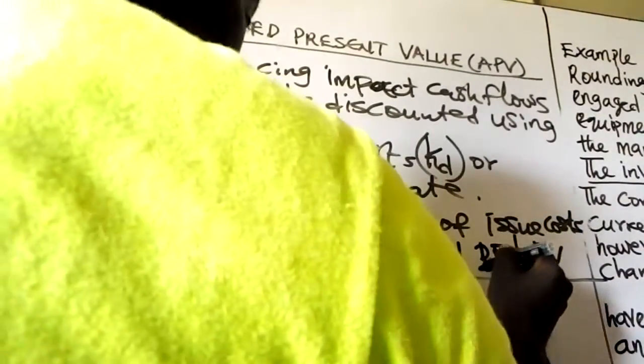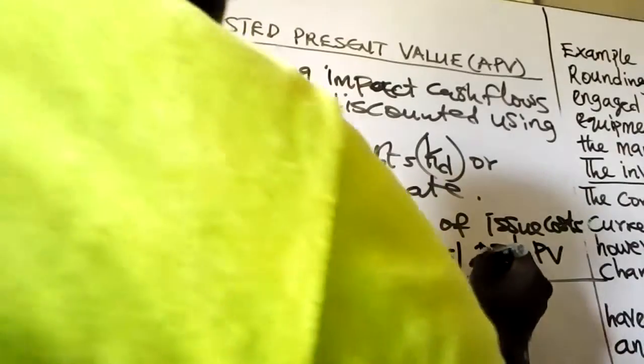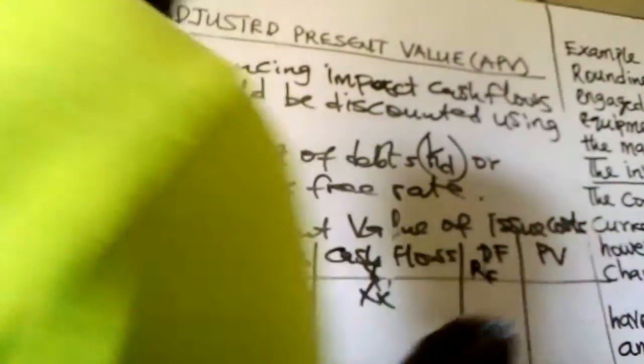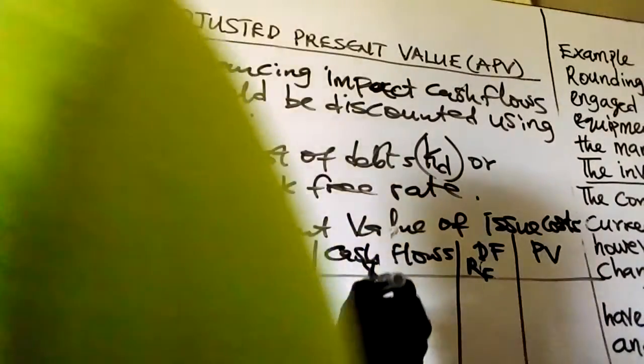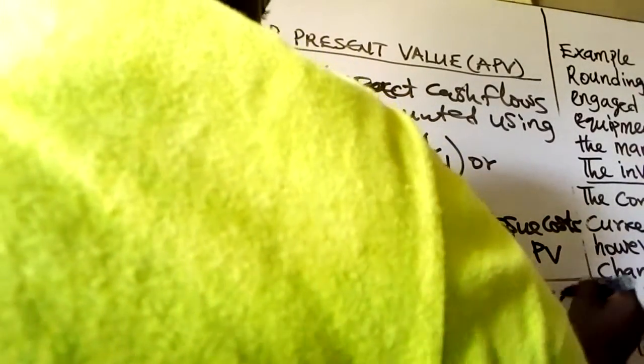Then the discount factor, you may use the risk-free rate, or the cost of the debt, or the interest rate of the debt. So, issue cost, then the discount factor, the present value.